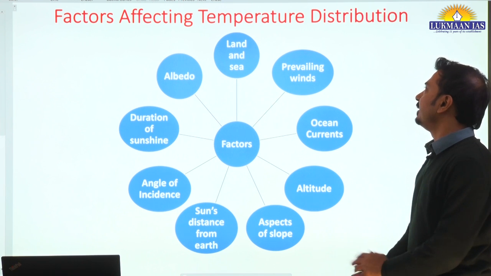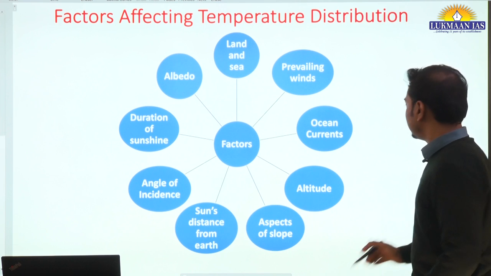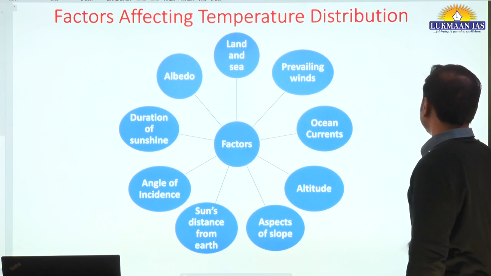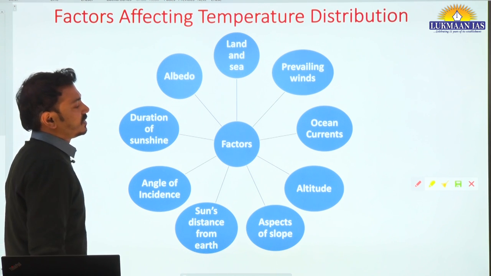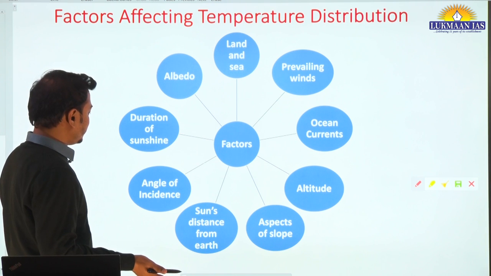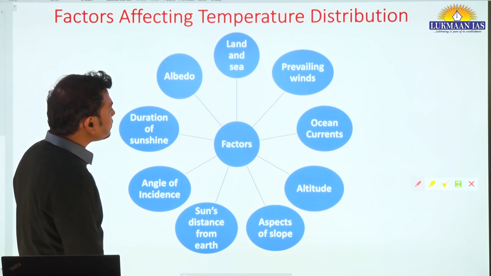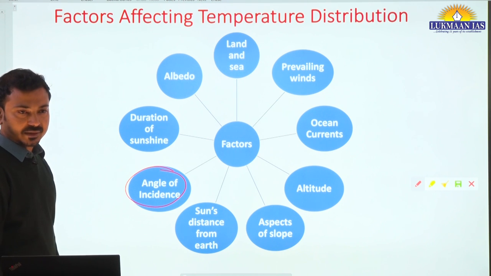Yes, factors affecting temperature distribution. So, yes, we learn about all these factors. One by one, quickly we'll revise this. Theek hai. The most important factor for distribution is latitude. Okay, so where is latitude? Theek hai. Angle of incidence, it shows the latitude aspect, right?